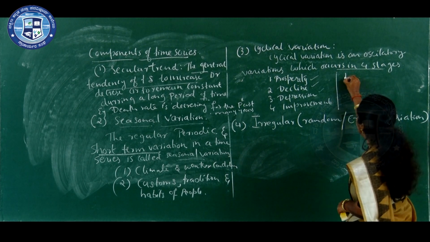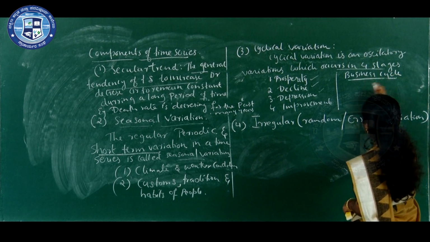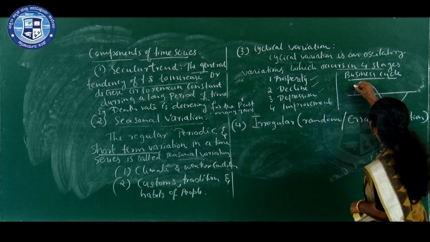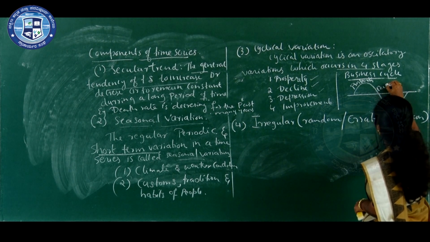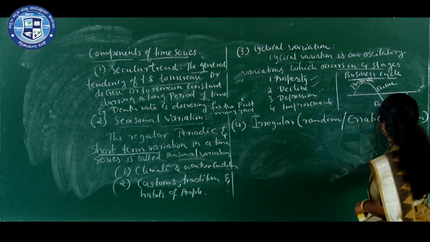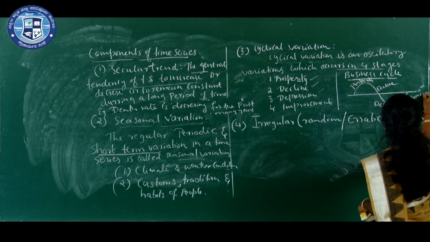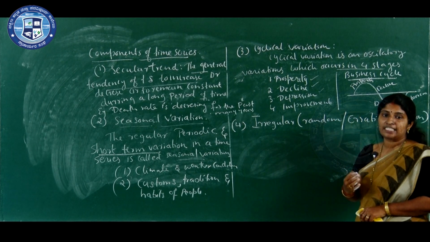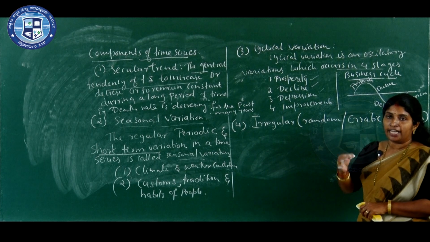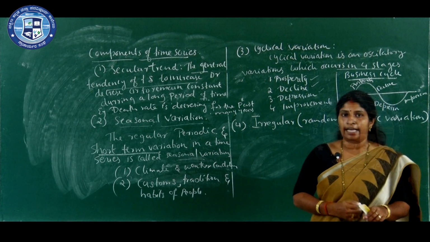Now, we will draw the business cycle. Prosperity, decline, then depression, then improvement. So, this type of variation, that is cyclical variation, occurs in economic and business activities.